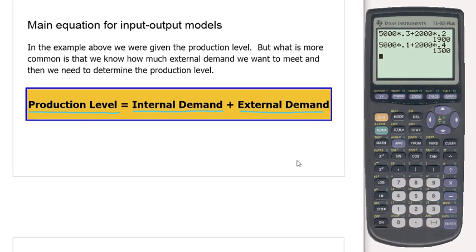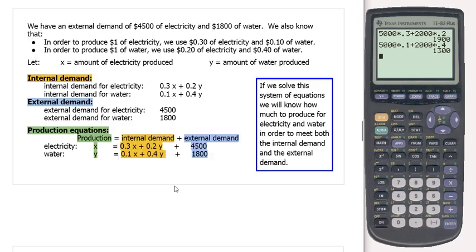Also, in the example that we were looking at previously, we were given the production level. But what is more common is we're given the external demand. We have a certain amount of external demand that we have to meet, and we have to come up with this production level. So this production level is our goal. So let's look at another version of this same scenario.